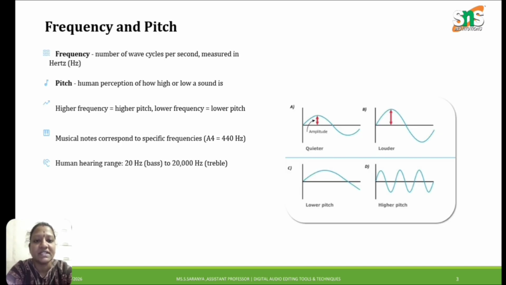Frequency and pitch are closely related. Both are almost the same. Frequency is a scientific measurement, while pitch is the way humans perceive how high or low a sound seems. Higher frequency produces a high-pitched sound, while low frequency creates a deeper or bass sound.